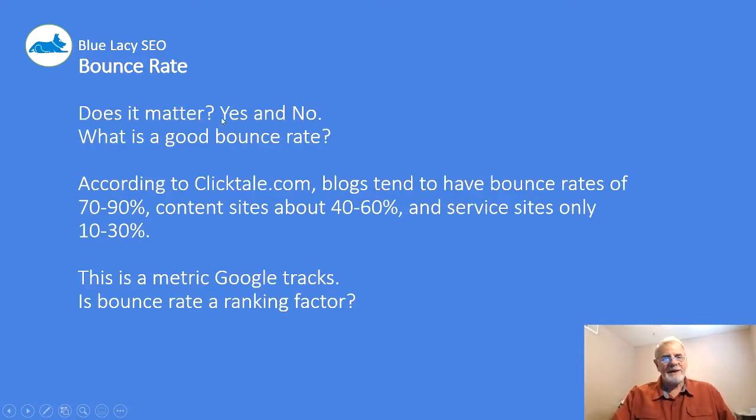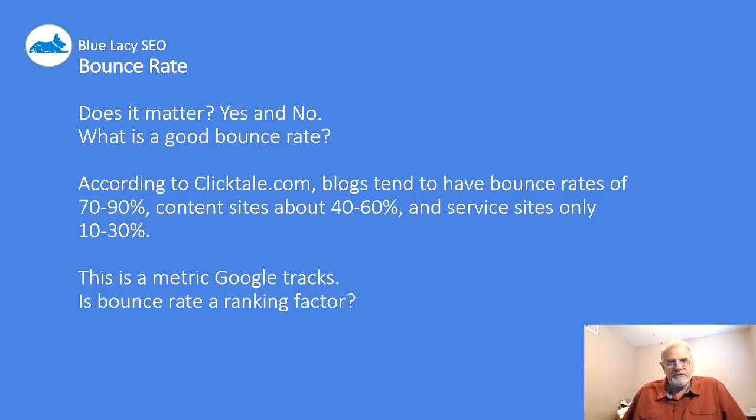Okay, bounce rate doesn't matter. Well, I put yes and no. So before I tell you about that, what is a good bounce rate? Well, according to clicktail.com, blogs tend to have bounce rates of 70 to 90%. Why so high? Well, blog posts are long articles, usually longer articles. Somebody gets on your blog page, finds your article, maybe they link directly to it in a search. They read your article, they found out what they're looking for, and they leave. That counts as a bounce. So that's why it's so high.